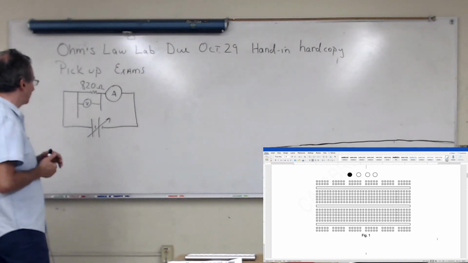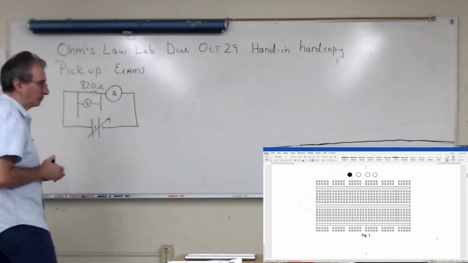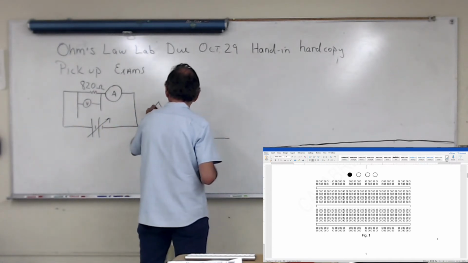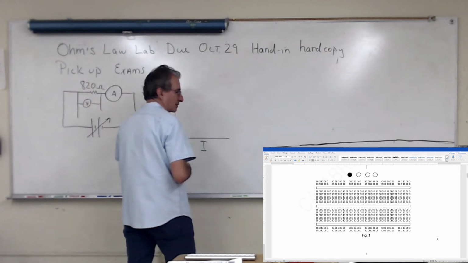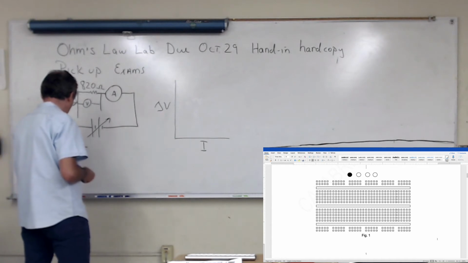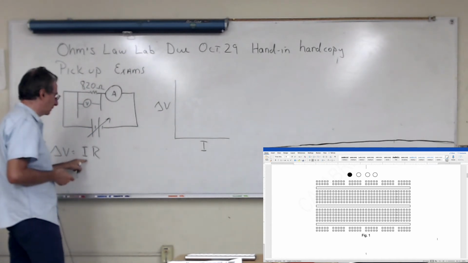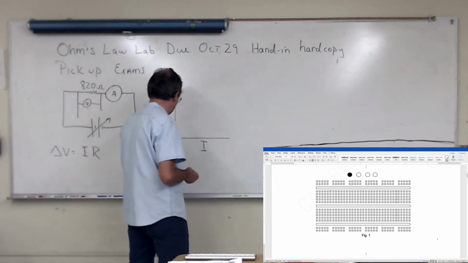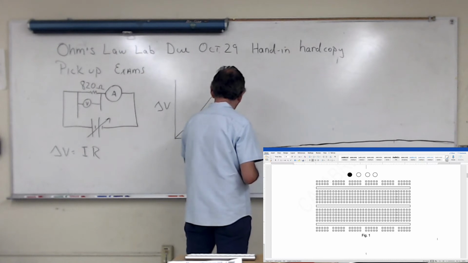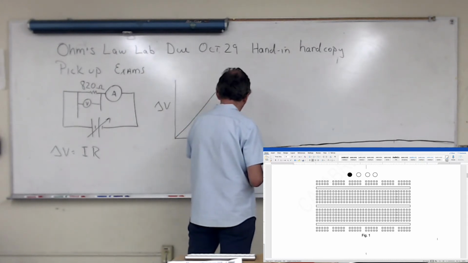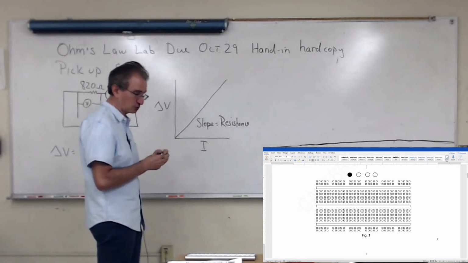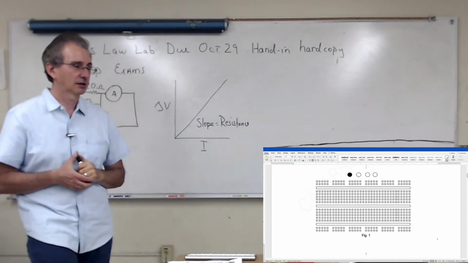So you're going to be measuring voltage as a function of current. And the reason why I want you to plot it this way instead of I versus V is because, since delta V is I times R, the slope of this is the resistance. If you plot it the other way, then the slope is 1 over the resistance.